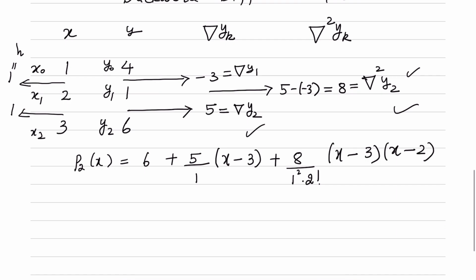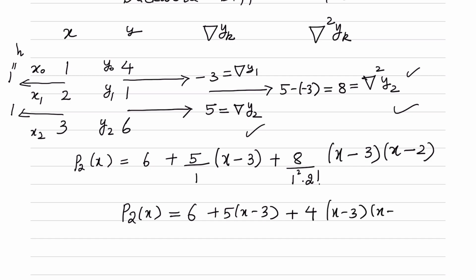Let's simplify this polynomial. So we have 6 plus 5 into x minus 3, plus 8 by 2, which is 4, into x minus 3 into x minus 2. You can verify that in this polynomial, if in the place of x you plug 1, you must get the corresponding y value 4, because for x equal to 1 in the data, you have the y value 4. The same way, if in the place of x you plug 2, you must get 1. If you plug 3, you must get 6 for y. So this is how you can verify that your polynomial is correctly written.